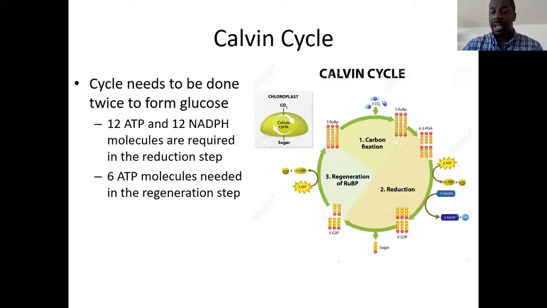Any questions on that? No. Okay. Any questions? So just the Calvin cycle needs to go through the process twice to be able to generate glucose. Right. So it needs to go through this process twice in order to produce one single glucose molecule.